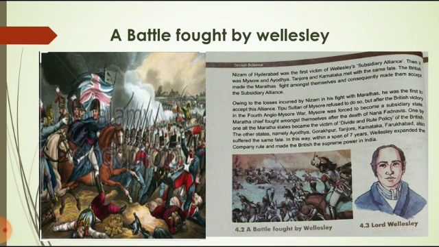Then the Nizam of Hyderabad was the first victim of the Wellesley subsidiary alliance. That means the Nizam of Hyderabad, he was a great, powerful ruler. So at that time he became the first victim of the Wellesley subsidiary alliance. Then it was Mysore and Ayodhya. So step by step everybody was a victim of it. Tanjore and Karnataka met with the same fate. That means Tanjore and Karnataka had the same destiny of being victims of Wellesley's subsidiary alliance system.